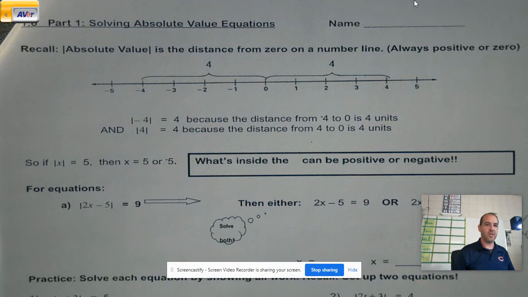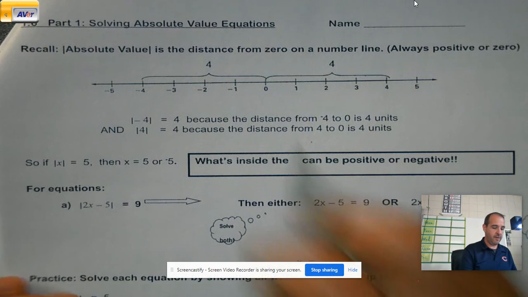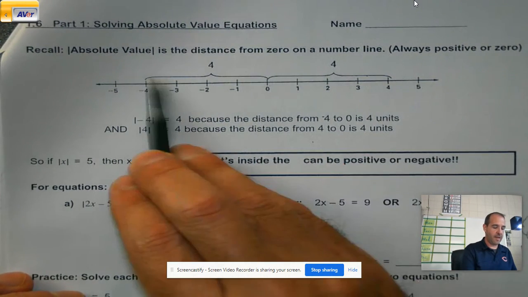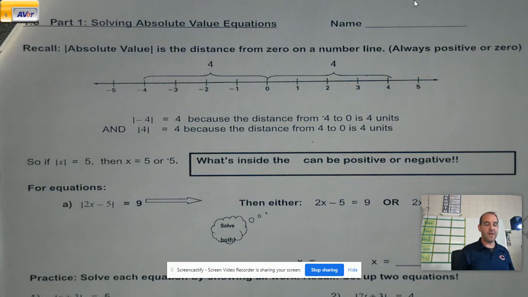We are going to be taking a look here, just remembering at first what absolute value actually is. It's a distance, okay? A distance from 0 on a number line. It's always positive or 0, and here's my best way of trying to describe this. When you've got the absolute value of 4, you could have gone 4 to the right, you could have gone 4 to the left. But no matter which way you went, it's 4.